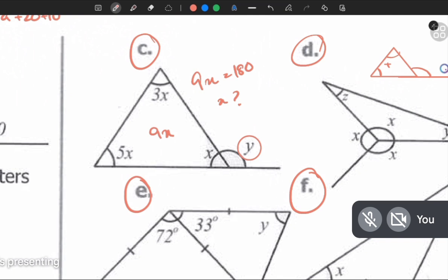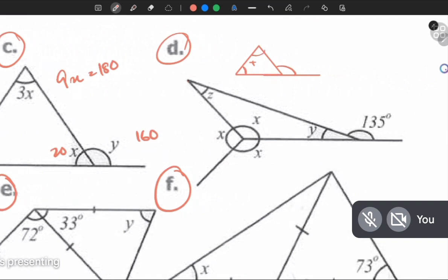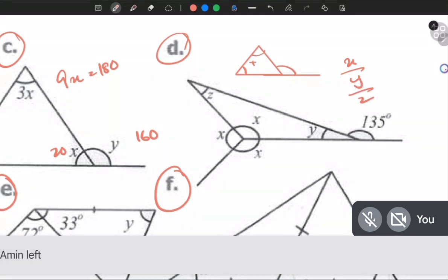Can you give me the answer? 20. Yep, right. So now you've got x is equal to 20. So how much is y? 160. Okay. So now looking at D, what can you tell, Alexa? What can you figure out? You've got to find x, you've got to find y, you've got to find z.